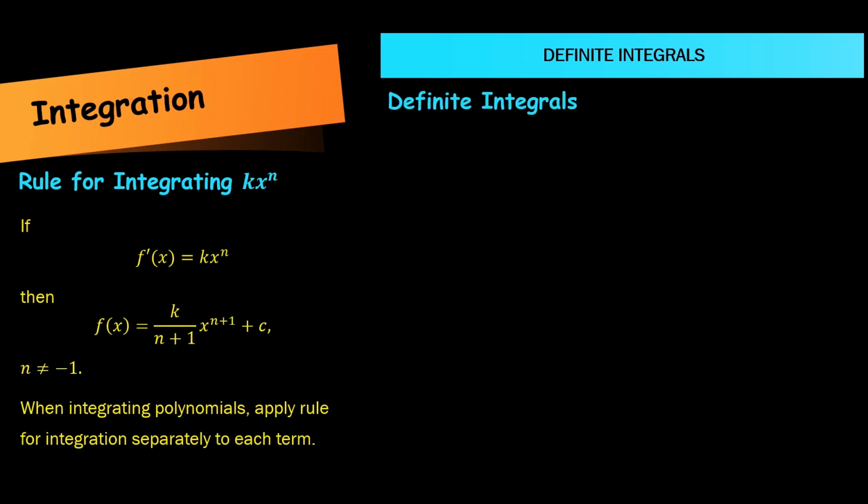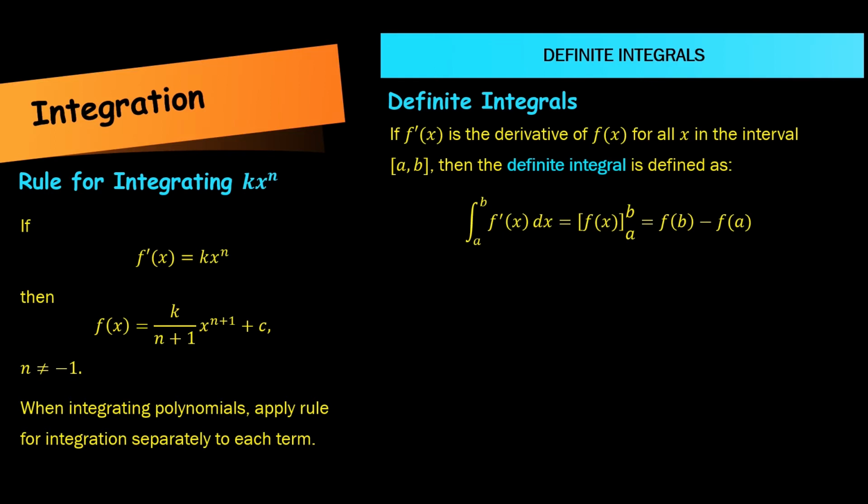We will now take a look at definite integrals. If f dash of x is the derivative of f of x for all x in the interval ab, then the definite integral is defined as integral from a to b f dash of x dx equals f of x between b and a, which equals f of b minus f of a.